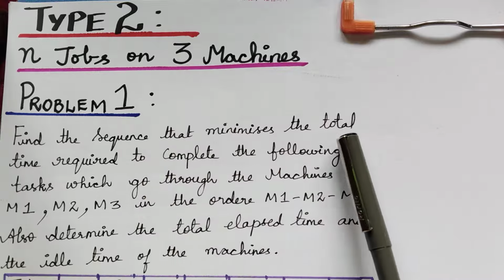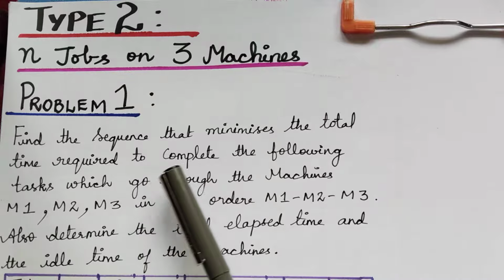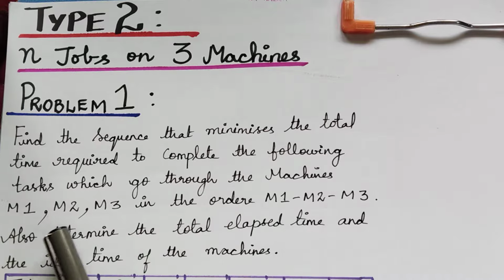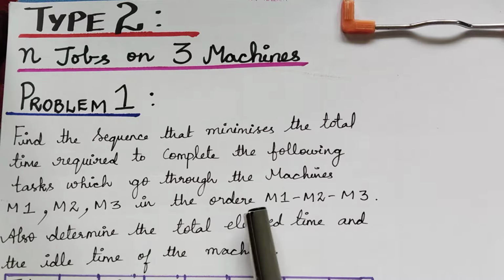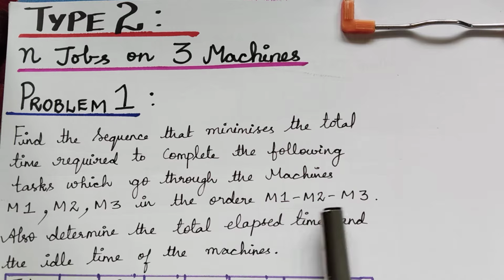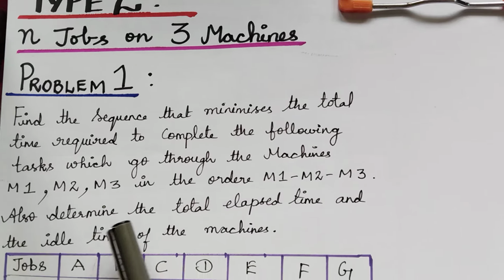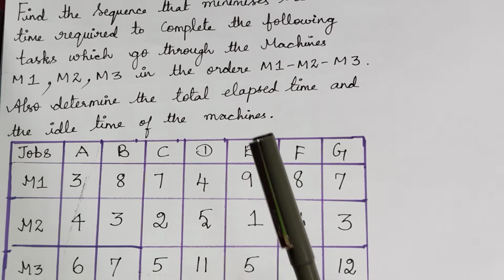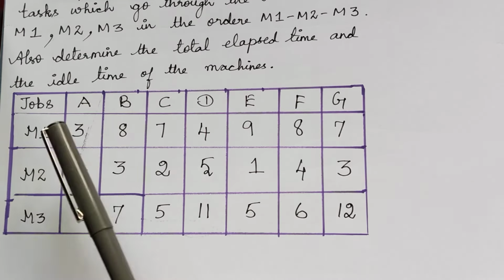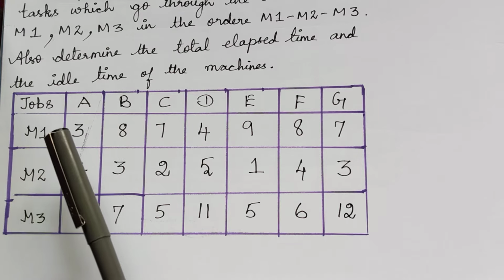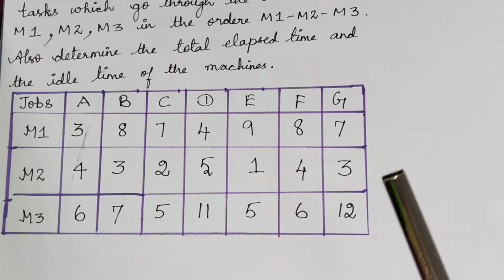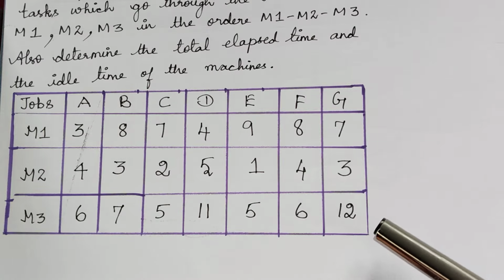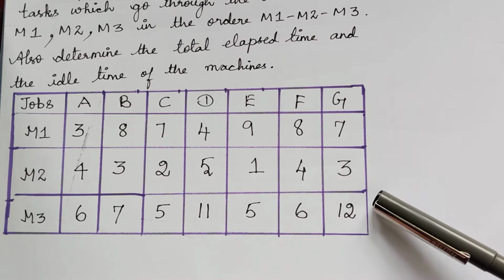Find the sequence that minimizes the total time required to complete the following tasks, which go through the machines M1, M2, M3 in the order M1, M2, M3. Also, determine the total elapsed time and the idle time of the machines. So, there are jobs given here, and we have three machines. Previously, we dealt with two machine problem. Now, we are going to learn how to solve a three machine problem.